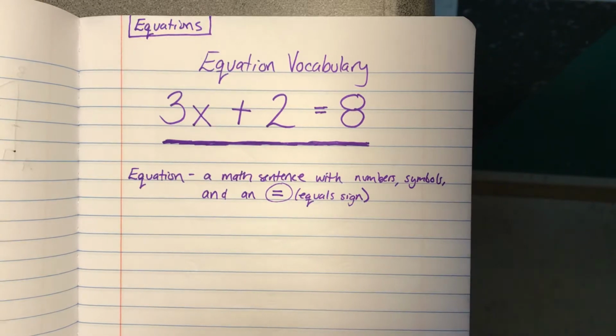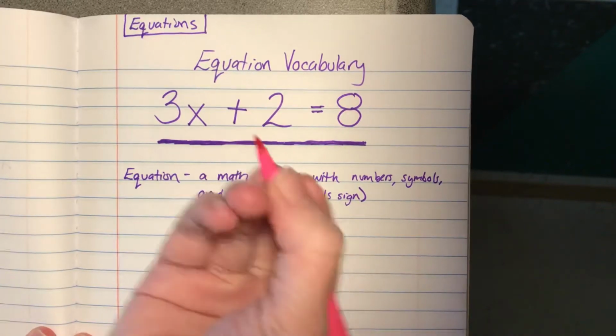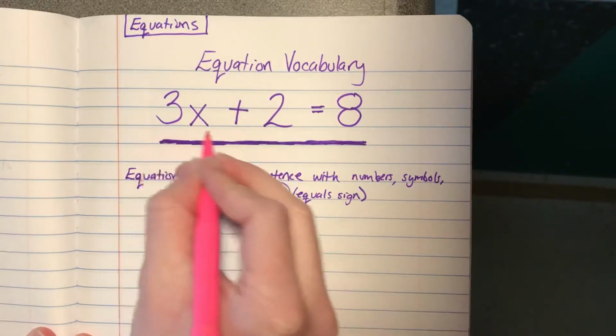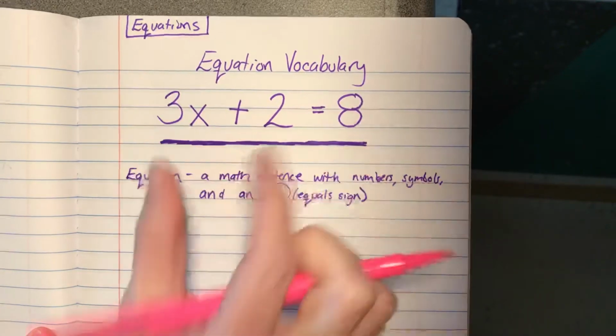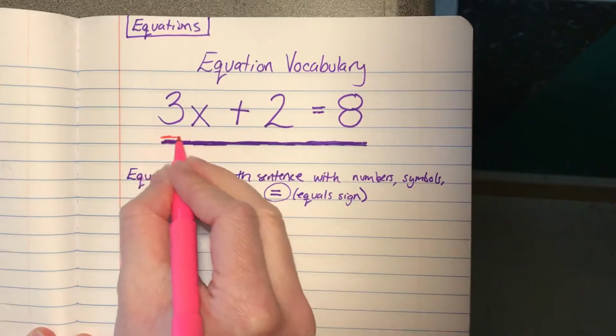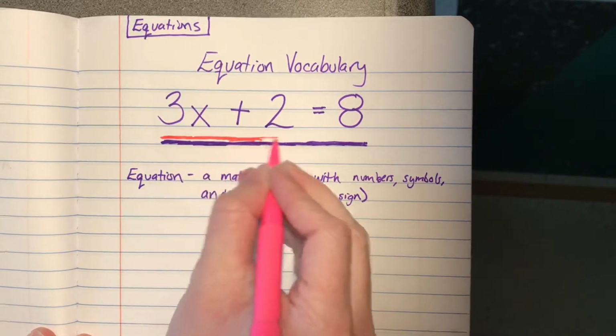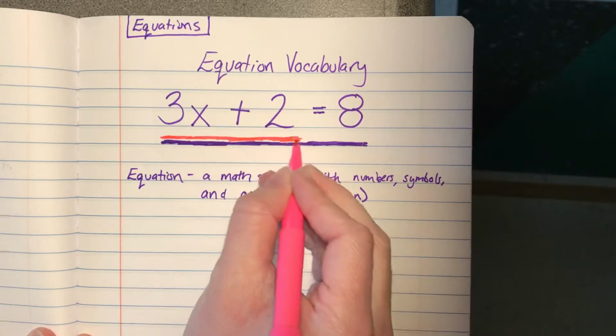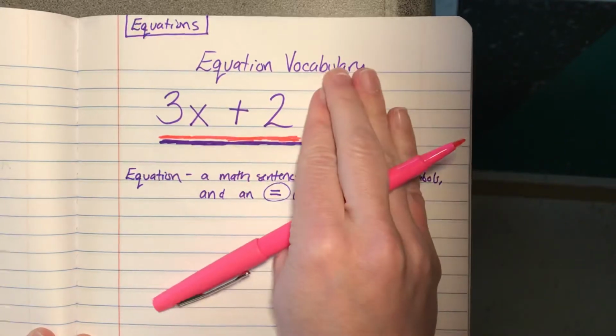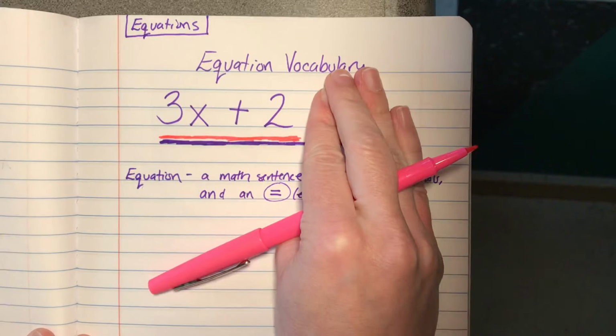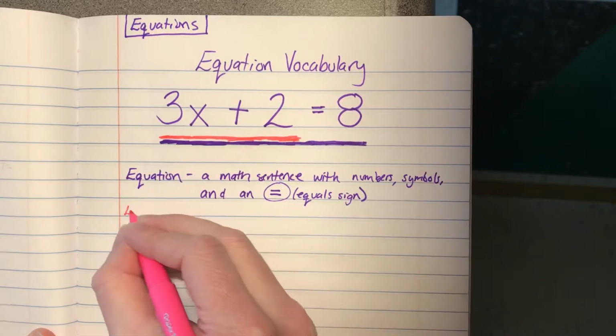Now, I'm going to change colors. And if you have something to change colors with, that might be helpful as well. The next thing that we're going to talk about is called an expression. So I'm going to take this pink, and I'm going to write right above where I underlined this whole thing, because remember the whole thing is an equation, just this side is what we would call an expression. So just this side. Ignoring the equal sign and ignoring the 8, this 3x plus 2 is what we would call an expression.